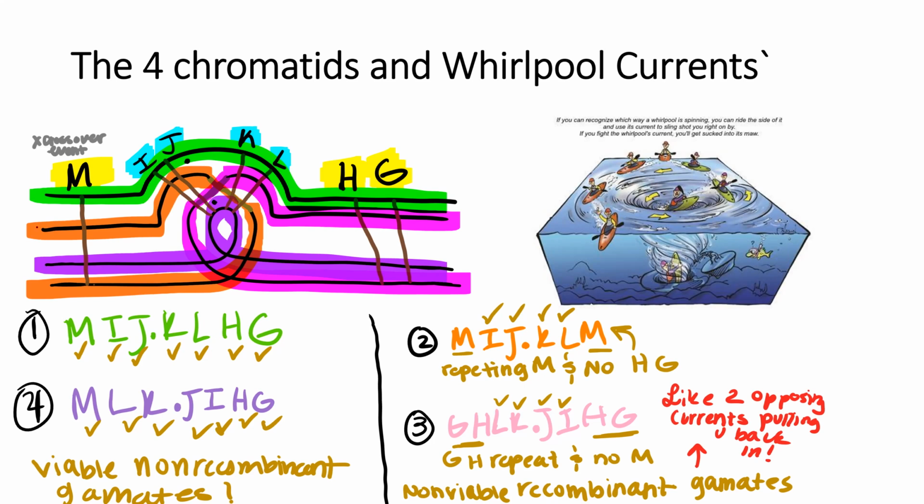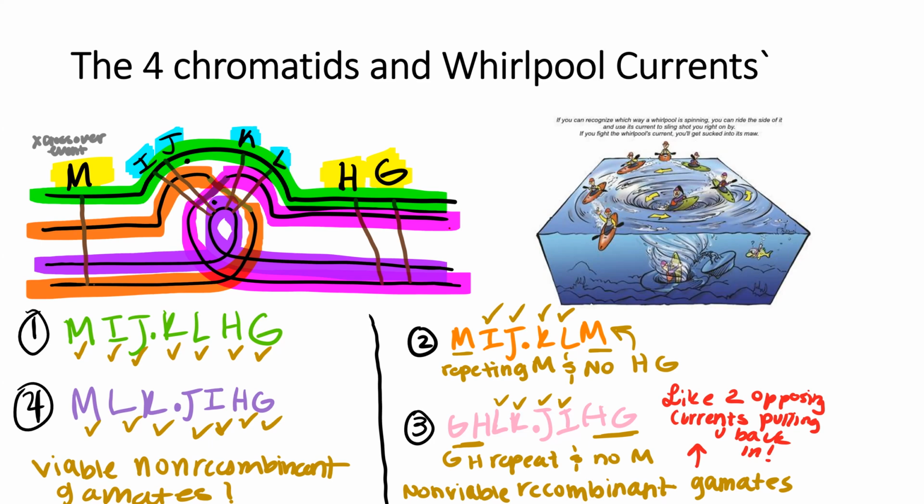But then if we look at the second current that we could possibly follow, if we follow the orange, we hit this opposing current, or the genetic information exchange, crossing over, and it takes us back into the whirlpool. So we get this chromatid right here, which has a repeating M and no HG, so it's a non-viable recombinant gamete.